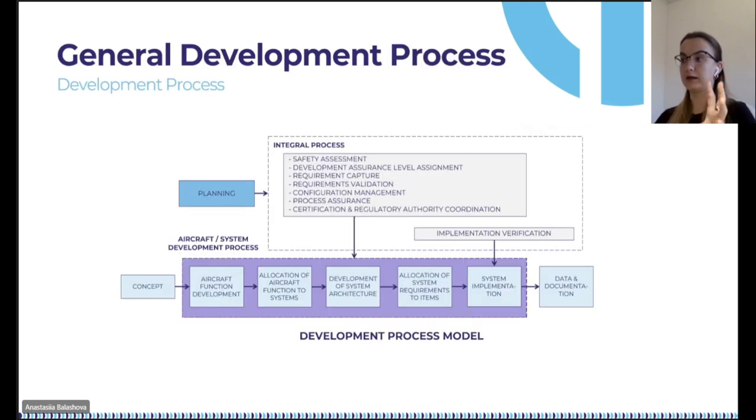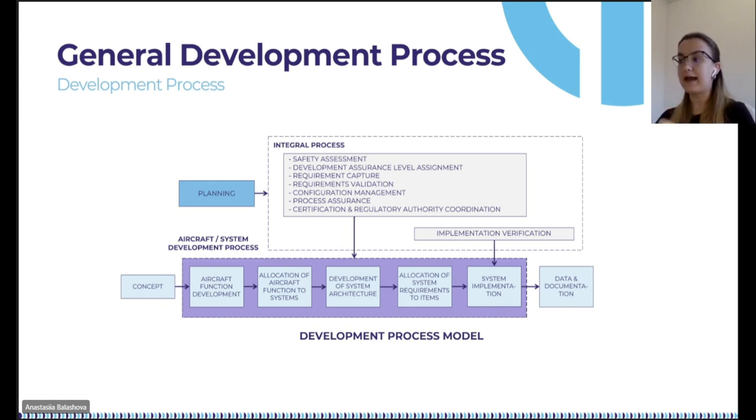We are done with the planning process, and let's move to the development process. The development life cycle has a beginning and an end and can be re-entered to address aircraft or system changes. The concept stage is a preliminary development stage for research and determination of general aircraft characteristics. When it's ready, it's necessary to develop aircraft functions, allocate these functions to systems, develop system architecture, allocate system requirements to items, and go through the system implementation.